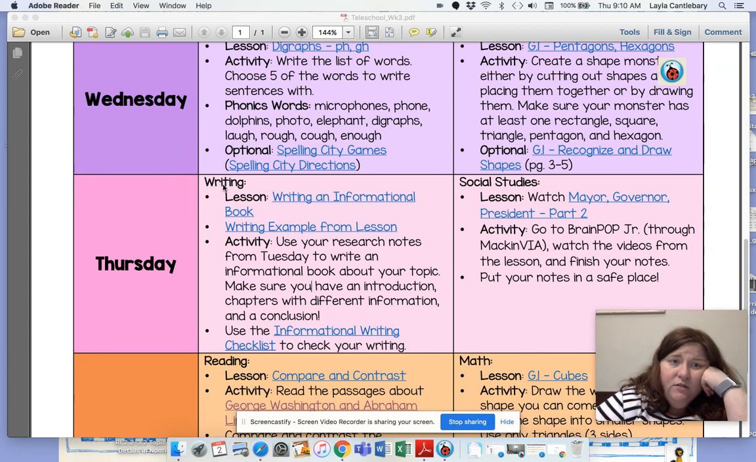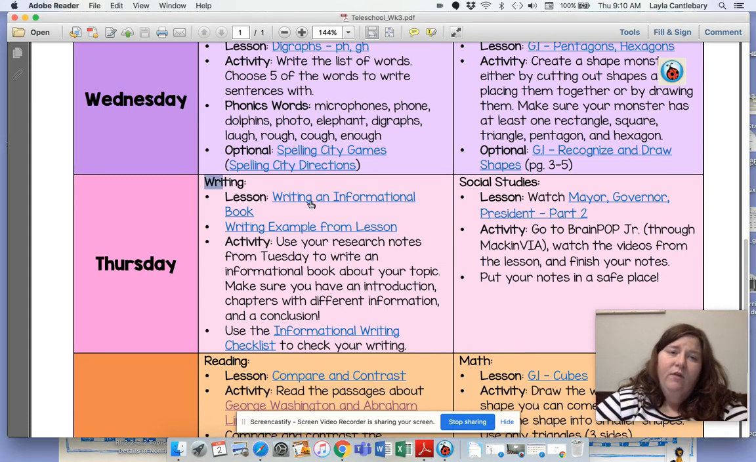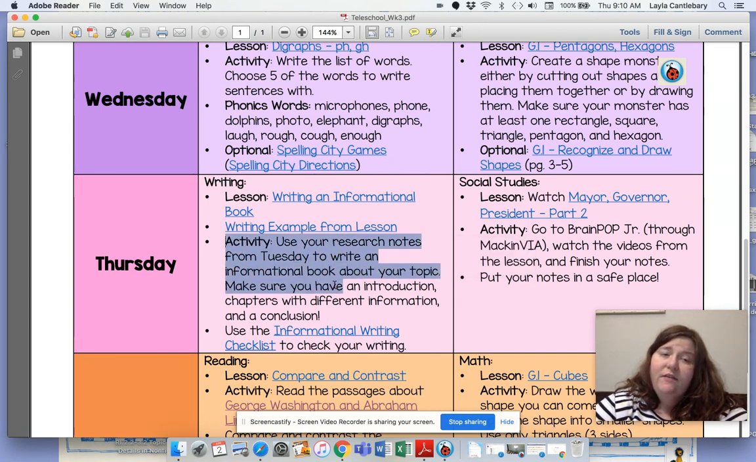As you can see here, for the writing lesson, you've got to click on this about writing an informational book, and Miss Bahar will teach you about writing an informational book. And then she has her writing example from the lesson, if you need to see it, that you can click here and see. Your activity today will be to use your notes from Tuesday and to write an informational book about your topic, kind of like the last one that we did.